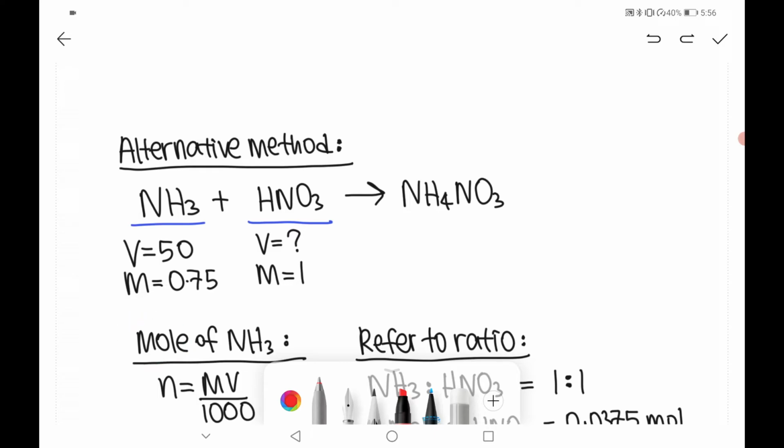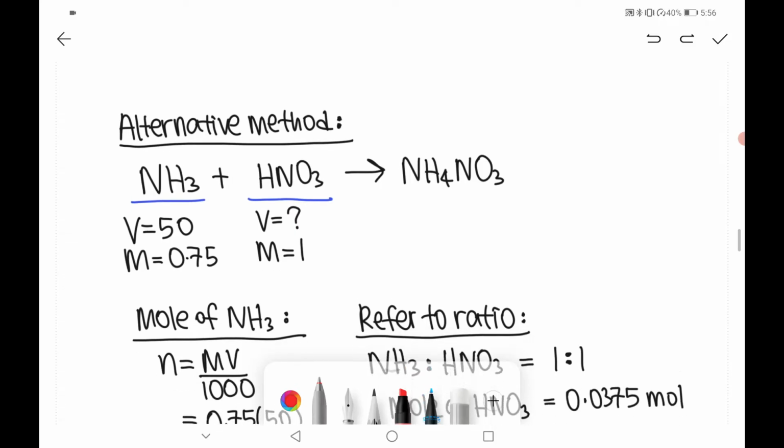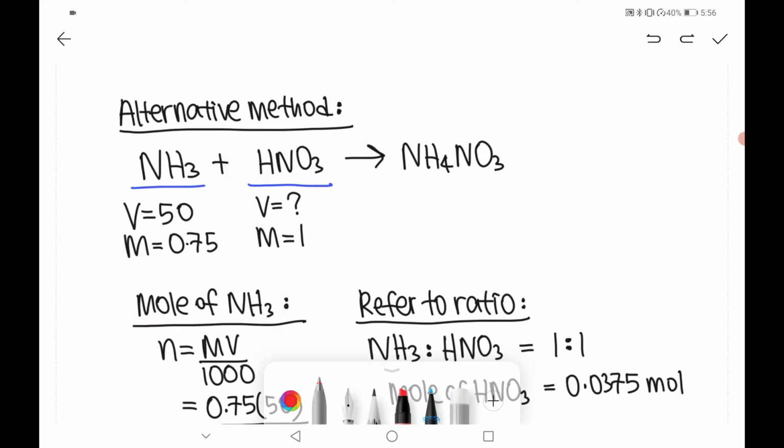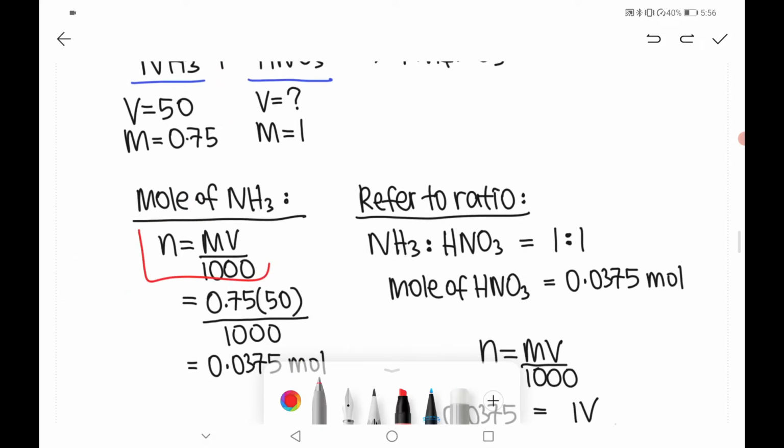Because in chemistry calculation, if you are lost and you don't know what to do, you can start with mole. So we can find the mole of ammonia. We are given volume and molarity. When we are given volume and molarity, what should we do? Ammonia is an alkali, so it is a solution. To find the mole of a solution, we use n equal to MV over 1000.